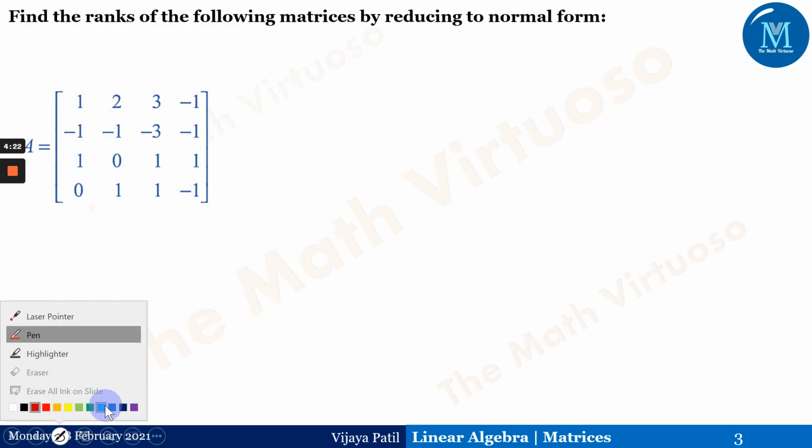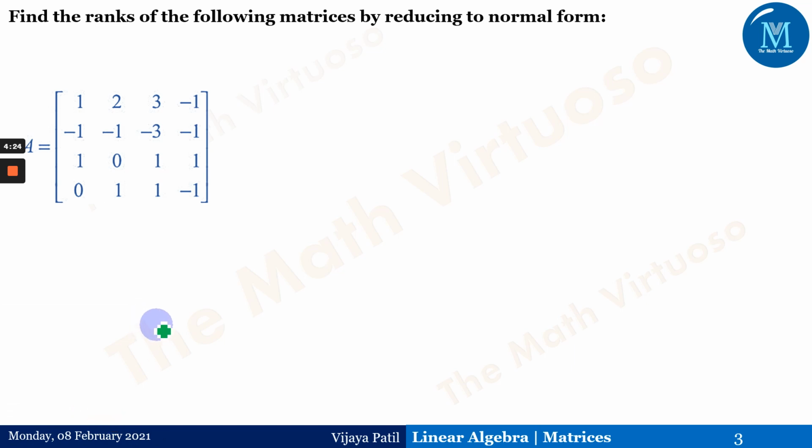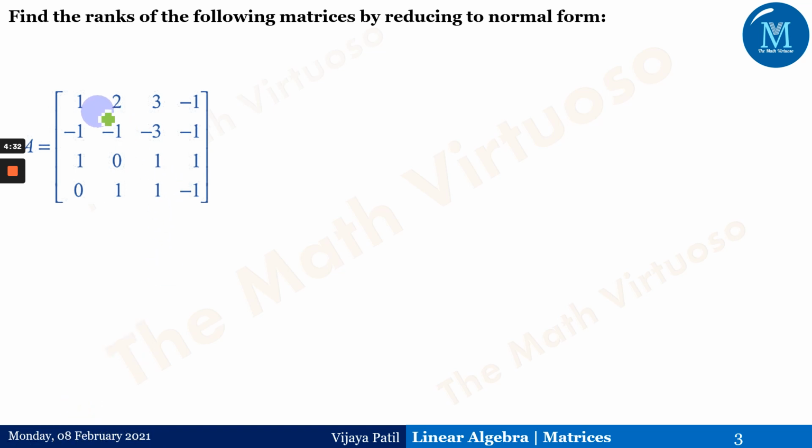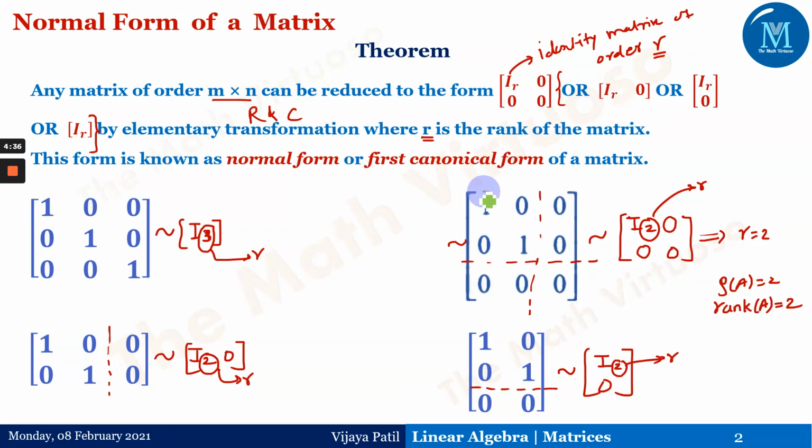Let me change the pen color. I don't want a very dark color, I would like a little lighter color so that I can explain. Now if we observe the previous cases, everywhere we have got 1 here, 1 here, 1 here, and 1 here. That means what?